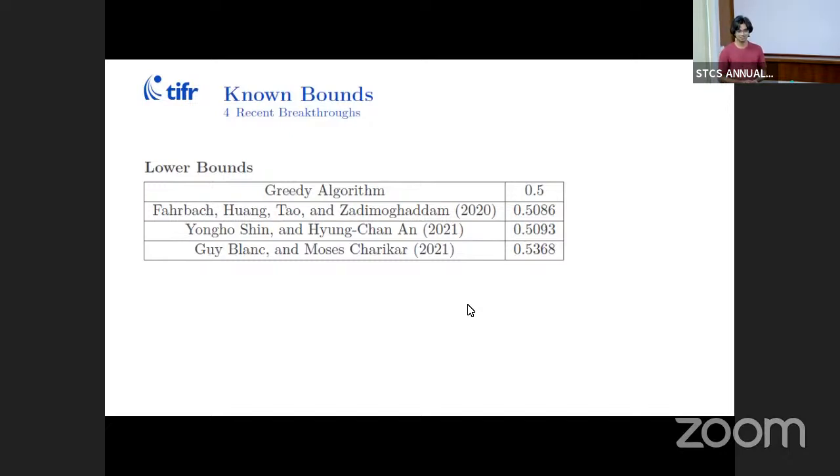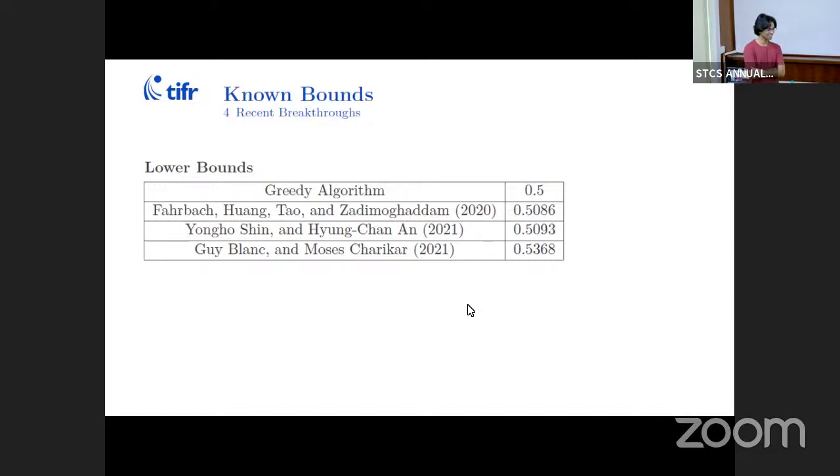Sorry, what are the numbers? Yes, so on the left-hand side, these papers provide an algorithm. No, I'm asking, do these numbers on the right-hand side appear naturally in some analysis? No, they come from running some numerical program and the output of a linear program.